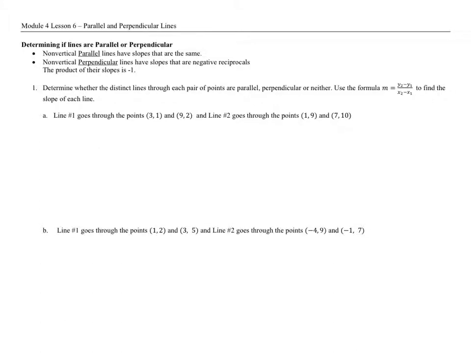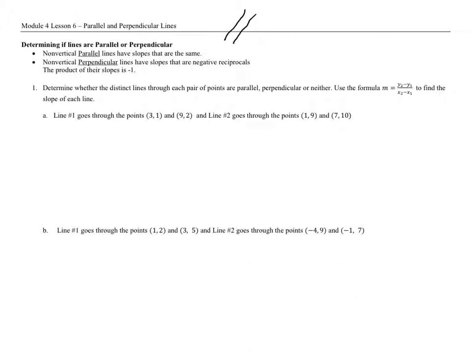Module 4, Lesson 6, we're talking about parallel and perpendicular lines and how to tell whether two lines are parallel, or they're perpendicular, or the two lines may just meet regularly. To figure out if two lines are parallel, they have to have the same slope, which makes sense because if I draw two lines like this, they're parallel, they have the same incline. If the inclines are off by just a little bit, they're going to meet.